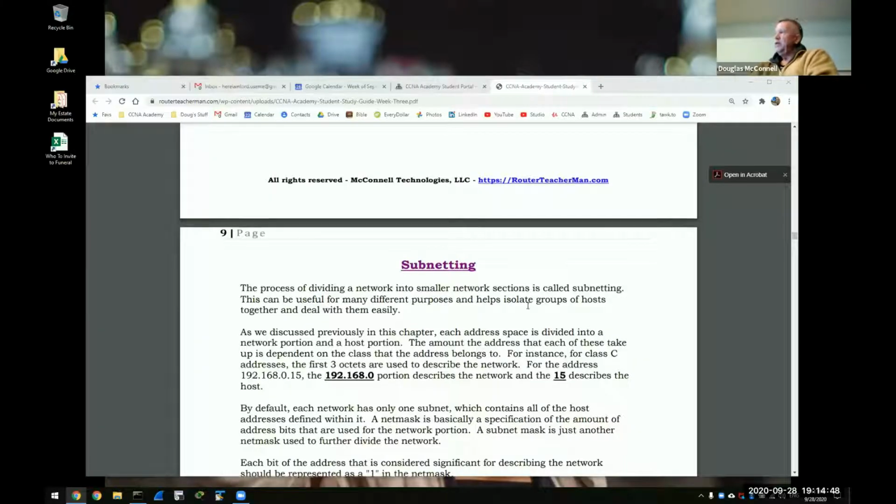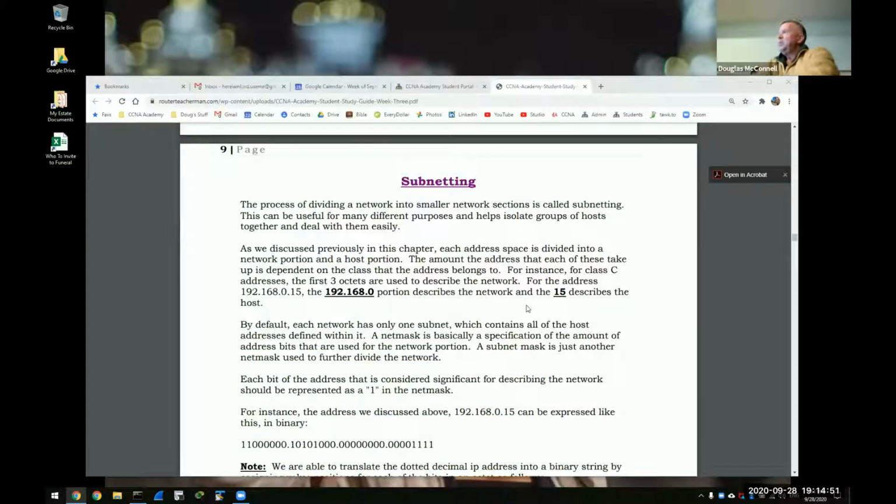Alright, let's move into the topic of subnetting. So what is subnetting? Well, this is what makes IP addresses hierarchical. The process of dividing a network into smaller or larger network portions or sections is called subnetting, IP subnetting. It can be very useful for many different reasons, and it can actually help us to isolate groups of hosts together easily.